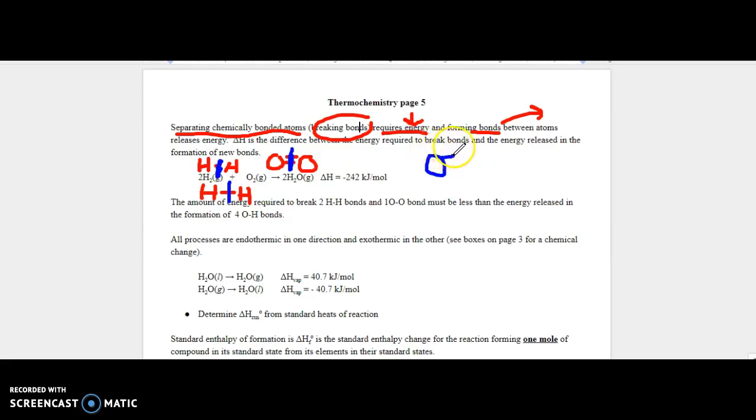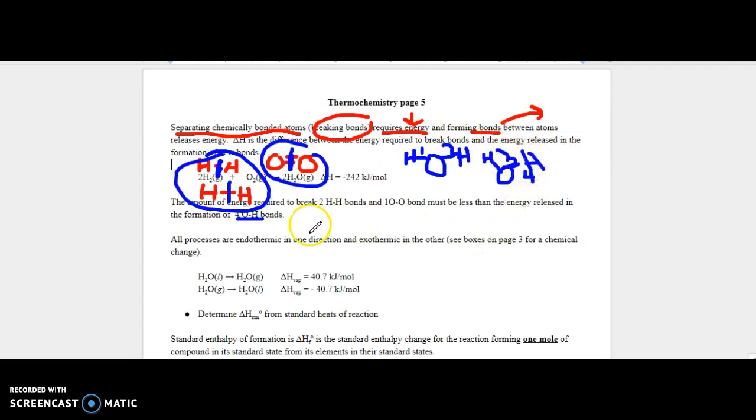So this is my oxygen. I have a bond to that hydrogen, and each oxygen has two of these. So this is where the 4 is coming in. There's one here and one here. And then I have the second hydrogen and oxygen set in my second water. So the amount of energy required to break these two H2 bonds and one double bonded oxygen must be less than the energy released in the formation of my 4 OH bonds. And again, 1, 2, 3, 4 is where those bonds are coming from.